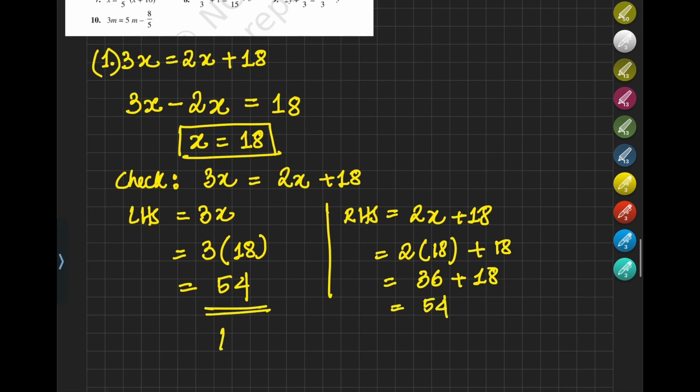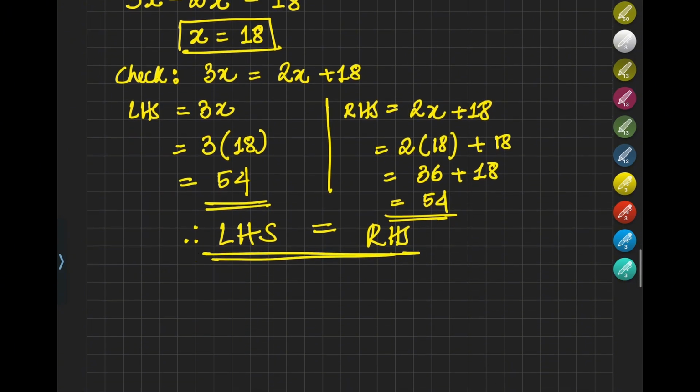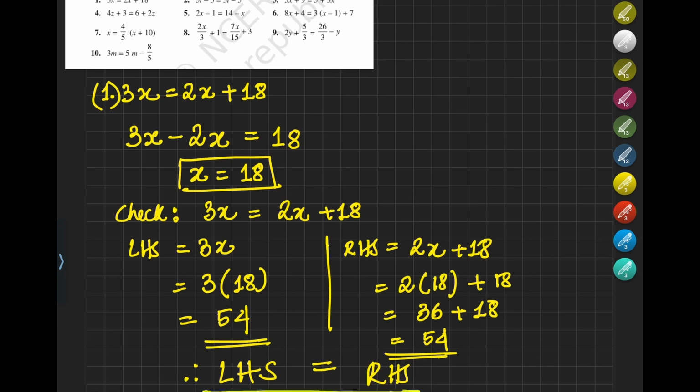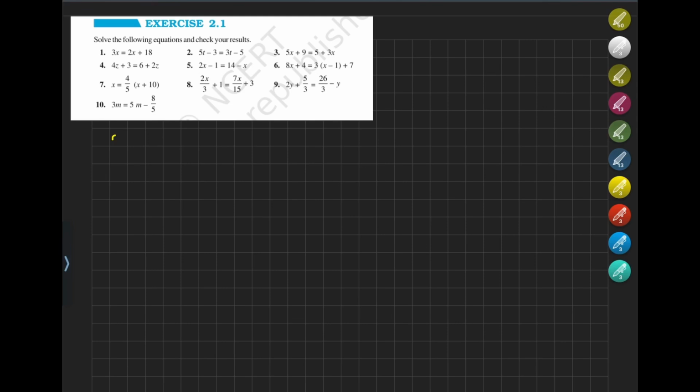So what do we see? We see the left hand side is equal to the right hand side. So as the left hand side and the right hand side are equal, hence the solution that we calculated, x is equal to 18, is correct. Now question number 2 is 5t minus 3 is equal to 3t minus 5. We finished with question number 1.